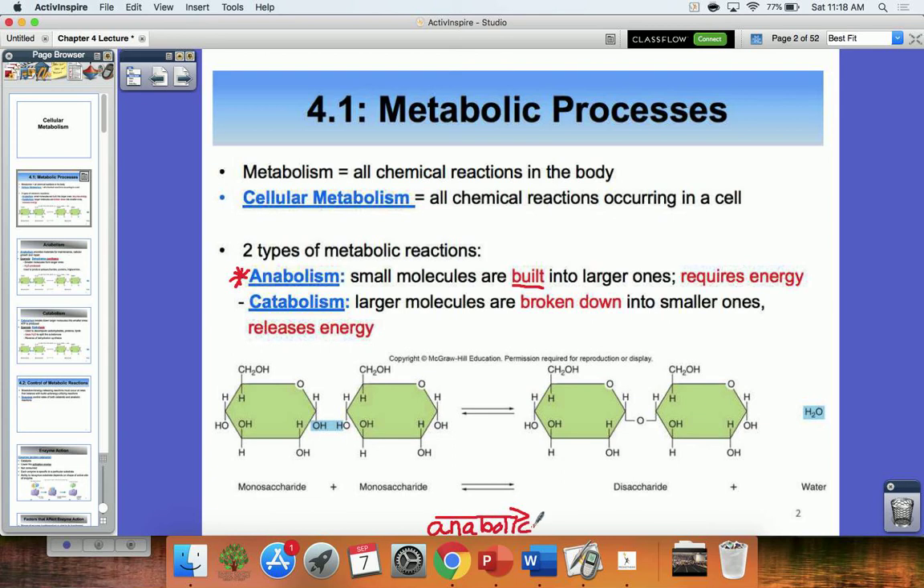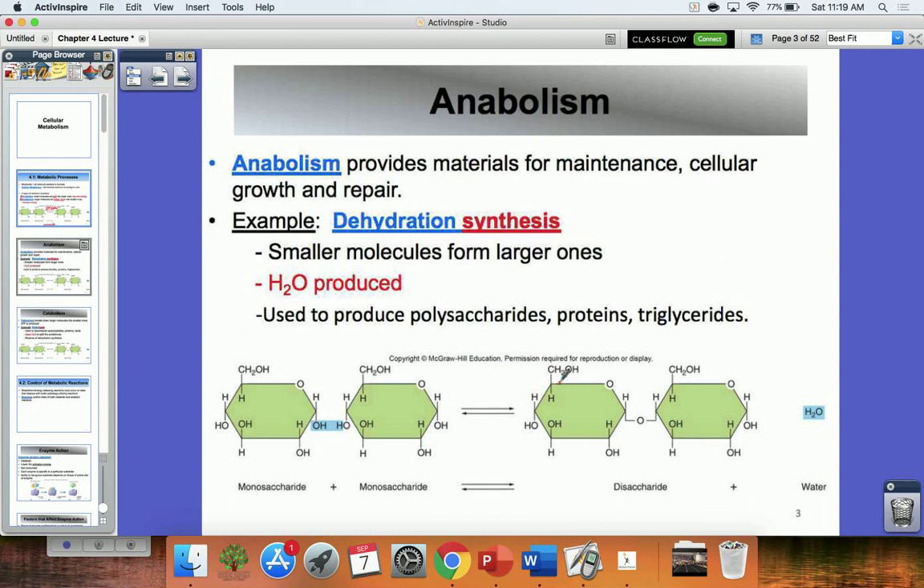Whereas with catabolism, we are taking bigger molecules and breaking them down. So if we were talking about the reaction going in this direction, we're taking a disaccharide and breaking it down into two monosaccharides. This would be a catabolic reaction. Okay, so that's the main difference. We're going to go over examples of anabolic reactions and catabolic reactions.